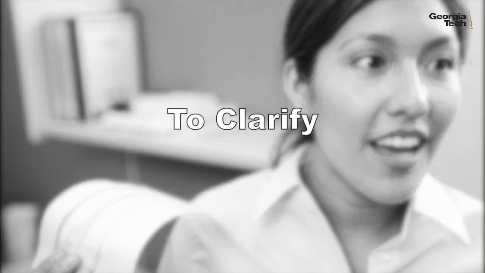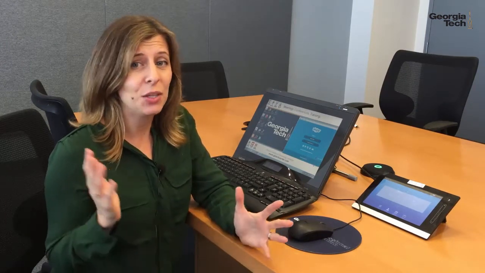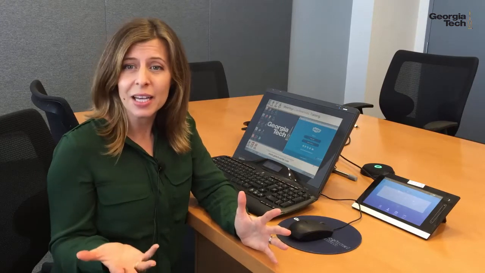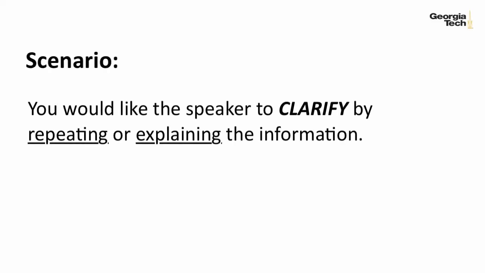Let's now look at how to clarify information. During a discussion, it's very important to be sure that you are following the conversation. Can you hear everyone? Do you understand what the others are saying and what they mean? When you don't, you can use one of these expressions to let speakers know you would like them to clarify by repeating or explaining something that they have just said to you so that you better understand it.